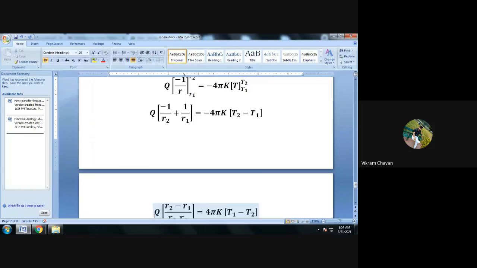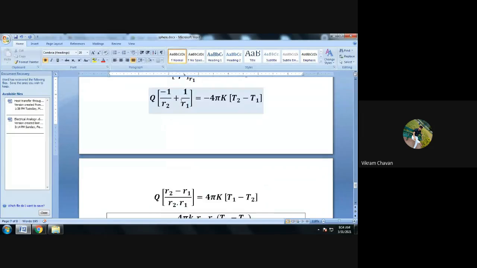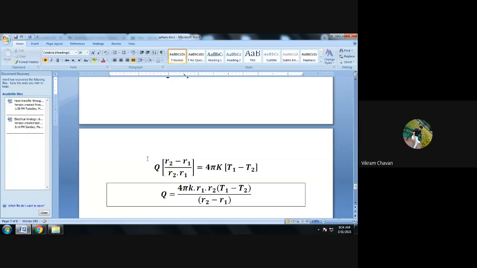Now further, we have to perform the cross multiplication for the bracket radius. So r1 multiplied by minus r1, minus 1 will become minus r1, and r2 multiplied by plus 1 will become plus r2, and the denominator multiplication as r2 multiplied by r1. So we'll get the equation as q into r2 minus r1 divided by r2 multiplied by r1 is equal to 4 pi k t1 minus t2.